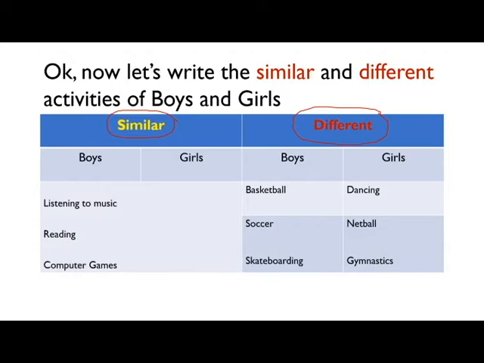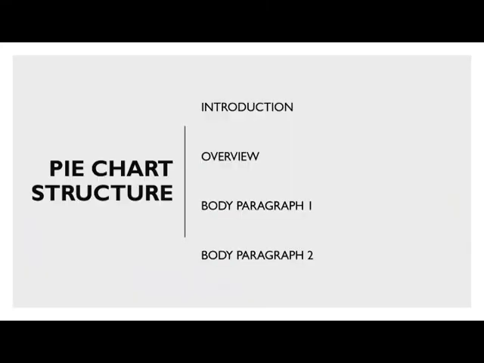Now, since we've listed the similar and different activities of the boys and girls, we are going to look at the structure of how to write a writing task one pie chart in IELTS. Here's the structure for pie chart writing task one. The first thing we do is introduce our topic. The second is we give an overview of what this pie chart is all about. The third is the body. It could include paragraph 3 as well if you want to, but if you have two pie charts, it's always better to describe a pie chart in one paragraph. That way it is easier for you to write as well as easier for the examiner to understand what you're trying to say.